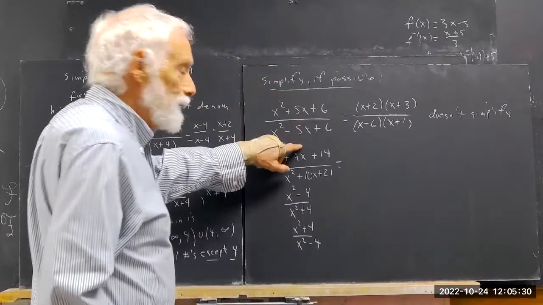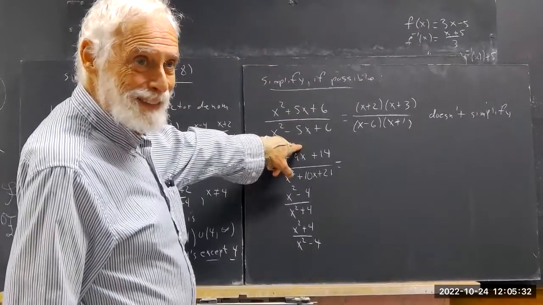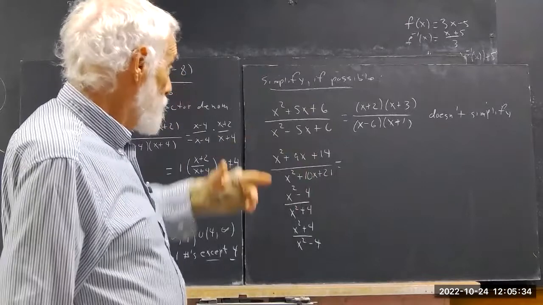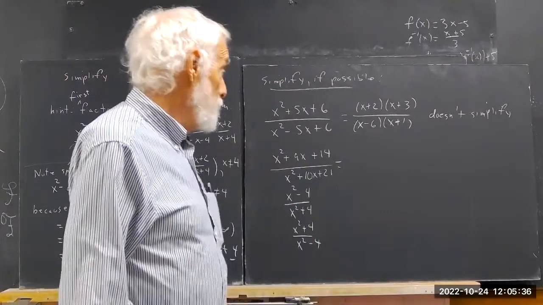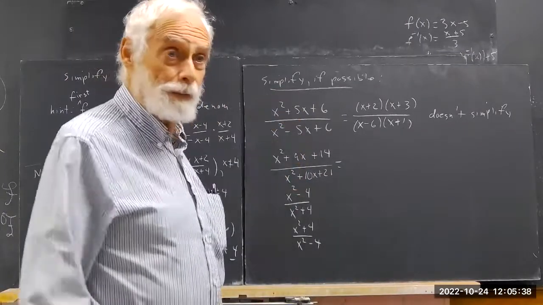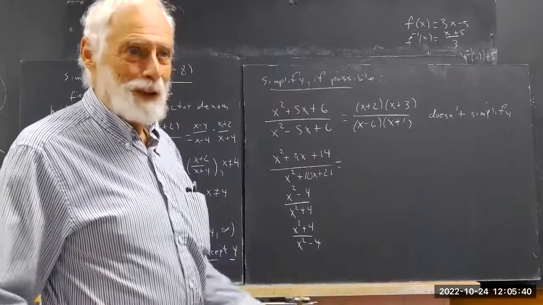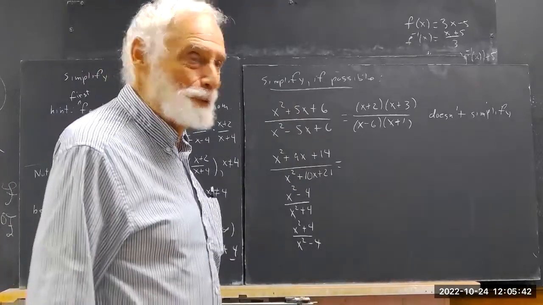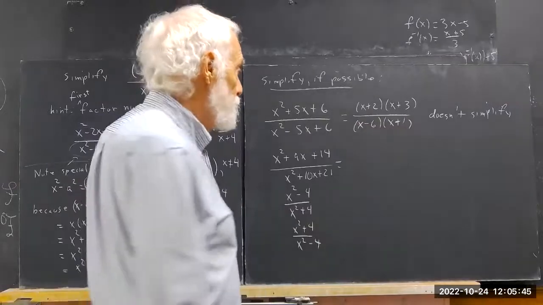Even though this looks a lot like this, and you think, well, geez, I would be able to factor that out. Some people want to cross out the negative 5x and 5x. We don't cancel, for that reason. We follow the procedure.